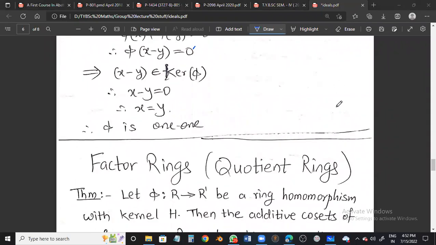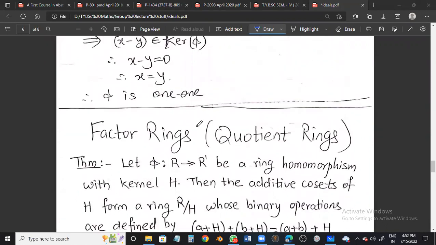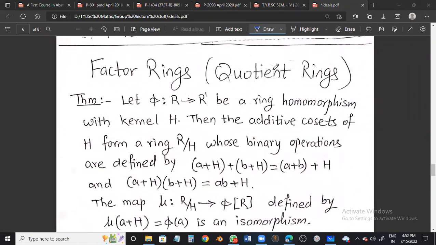And now we are in factor rings or quotient rings. What is meant by factor rings? So we will be collecting all additive cosets of H. Just go on collecting all additive cosets of H. And then the set of all cosets is nothing but R upon H.